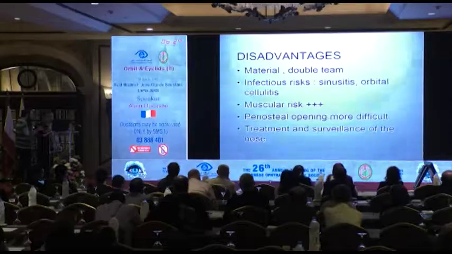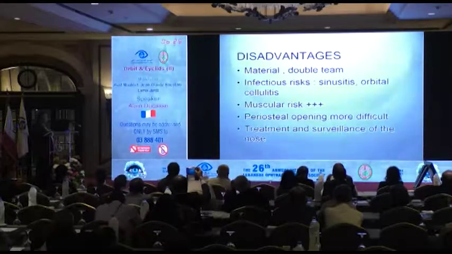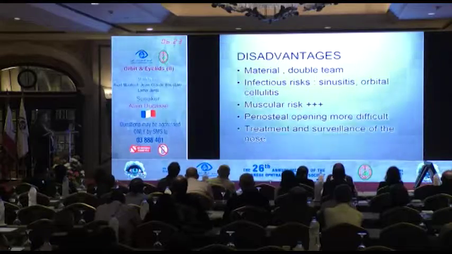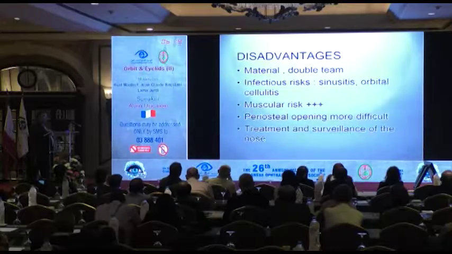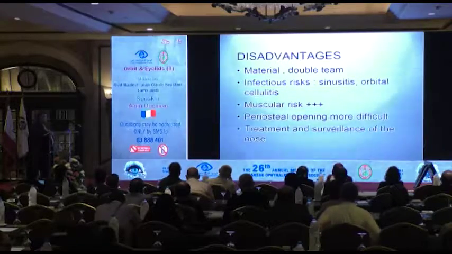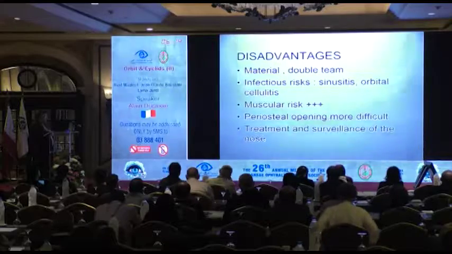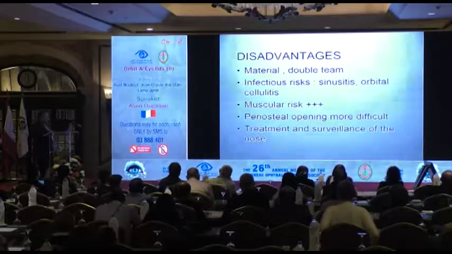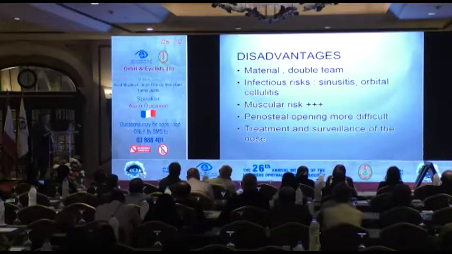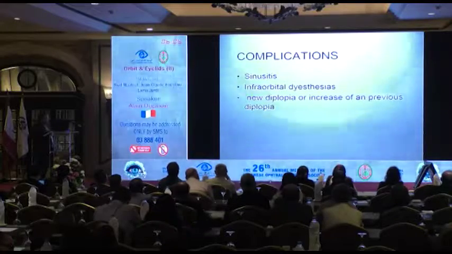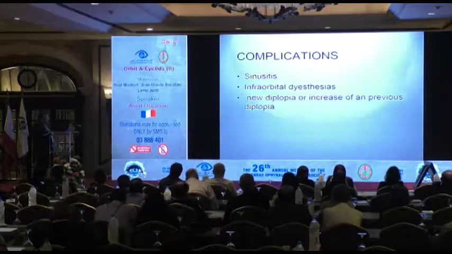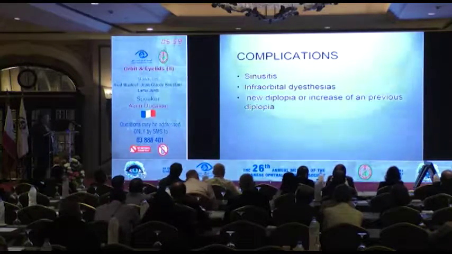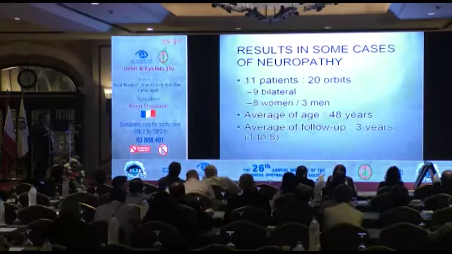The main risks are infectious, with sinusitis and orbital cellulitis, and the muscular risk, more important than in the cutaneous approach. The opening of the periosteum is more difficult, and the nose will be treated and monitored after the surgery. The complications are mainly sinusitis, infraorbital dysesthesias, and new diplopia or increase of previous diplopia.